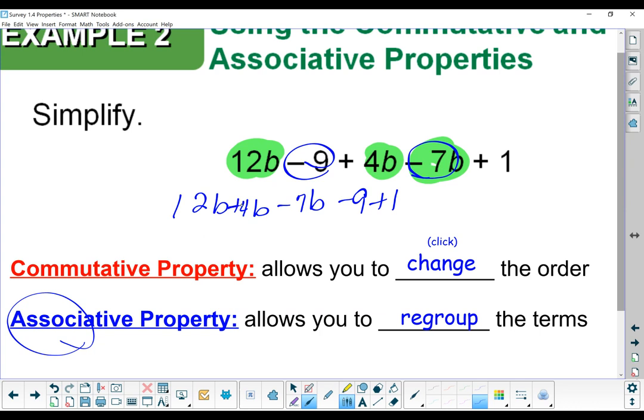Now, this was a plus sign there. So I'm going to add up 12b, 4b, and -7b. That would give me 16. 16 minus 7 is 9b. -9 plus 1 is a -8. So I have an answer of 9b minus 8. Okay, on to the next problem.